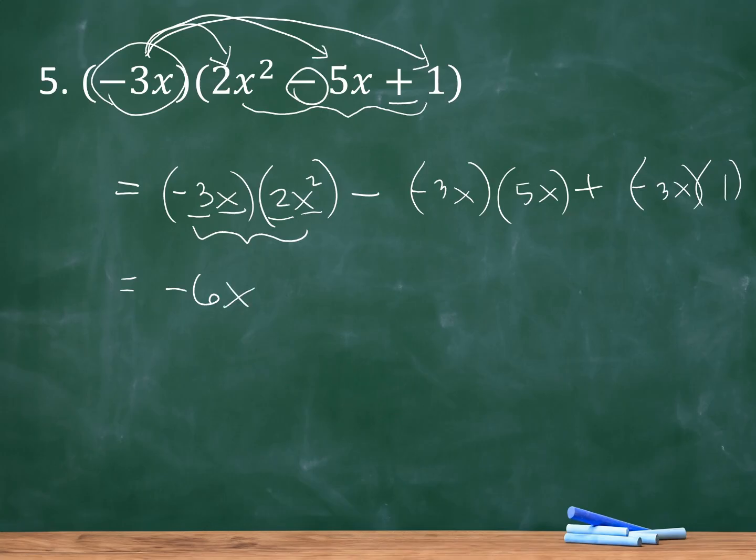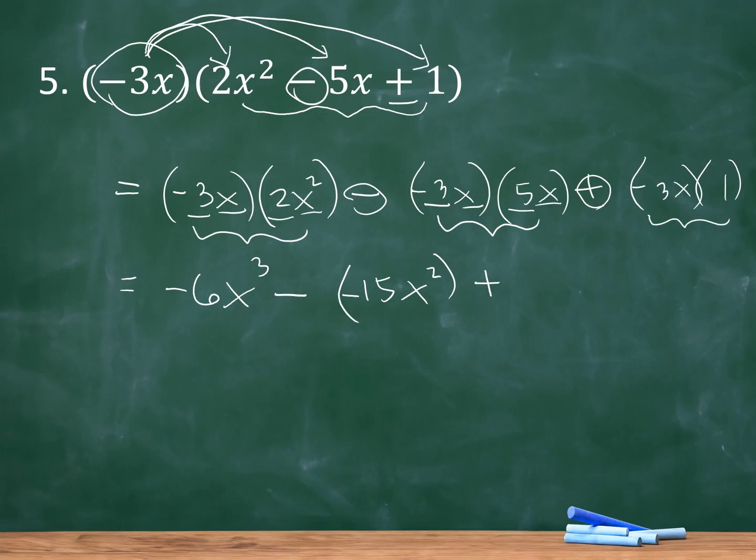squared, that's x cubed, and then we have minus, so right here minus, negative 3x times 5x, negative 3 times 5 is negative 15, and then x times x is x squared. We put it inside the parentheses, and then plus, so let's write here plus, negative 3x times 1, so that's negative 3x. We put it inside the parentheses.